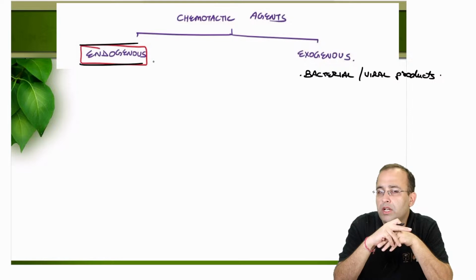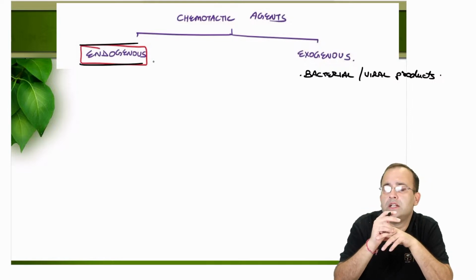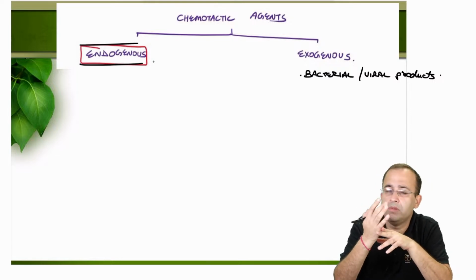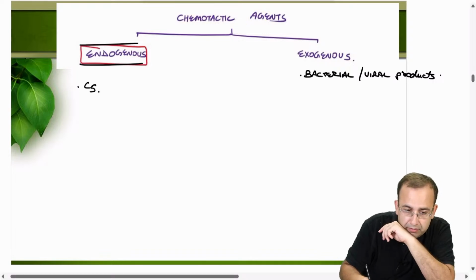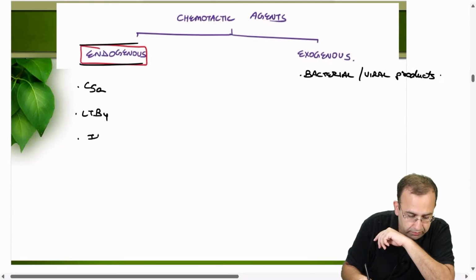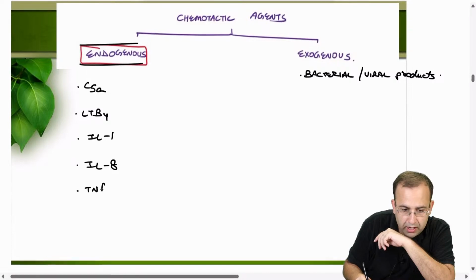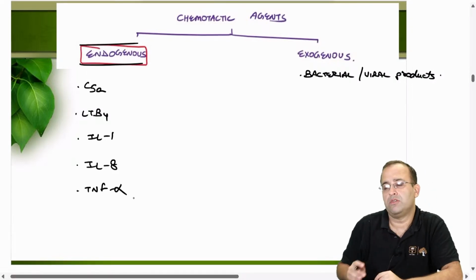Which complement protein serves as a chemotactic agent? C3a, C3b, C5a, C5b? C5a. Others are leukotriene B4, interleukin 1, interleukin 8, and TNF alpha, tumor necrosis factor alpha.